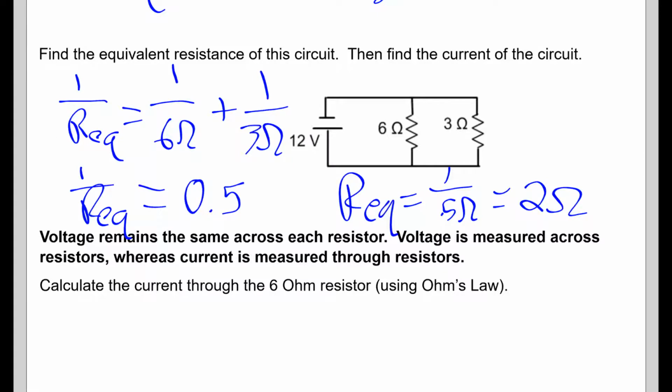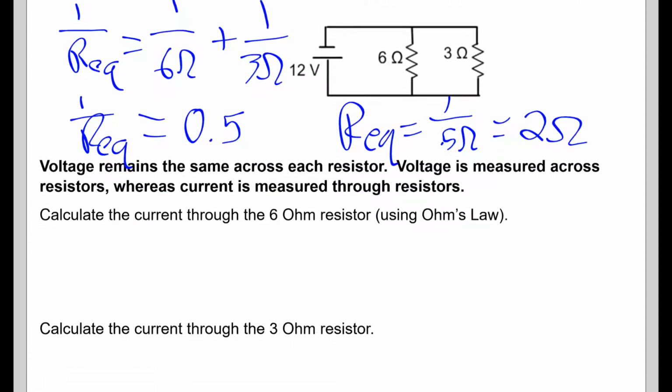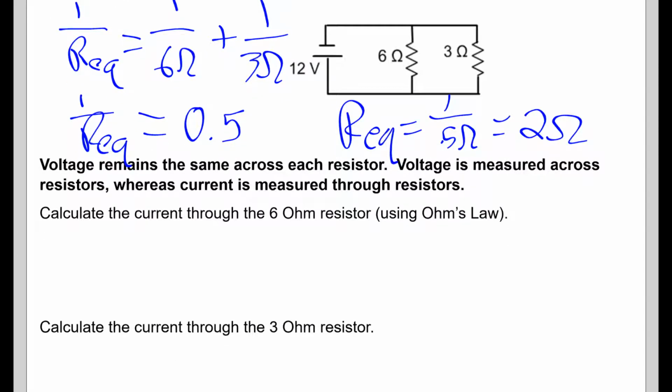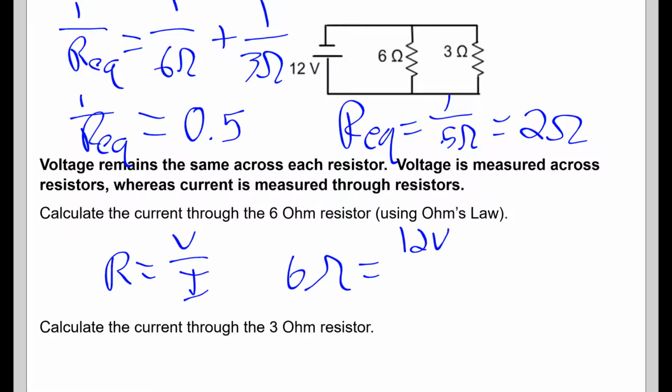Voltage remains the same across each resistor. Voltage is measured across resistors, whereas current is measured through resistors. So calculate the current through the 6 ohm resistor. We do R equals V over I. So 6 ohms equals 12 volts over I. And 12 divided by what is 6? The answer is 2 amps.